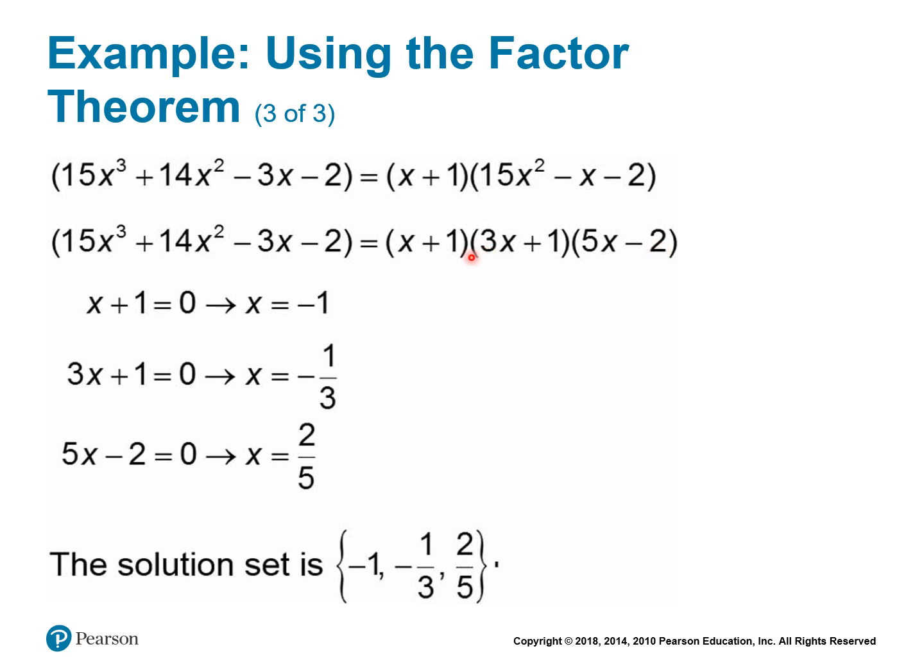And now we can equate each of these factors to 0, which they've done here. X plus 1 equal to 0, therefore x is negative 1. We knew that already, that was given to us. 3x plus 1 equal to 0, therefore x is negative 1/3. This is applying the zero factor property of solving an equation. And then 5x minus 2 equal to 0, therefore x equals 2/5. Therefore the solution set is negative 1, negative 1/3, and positive 2/5.